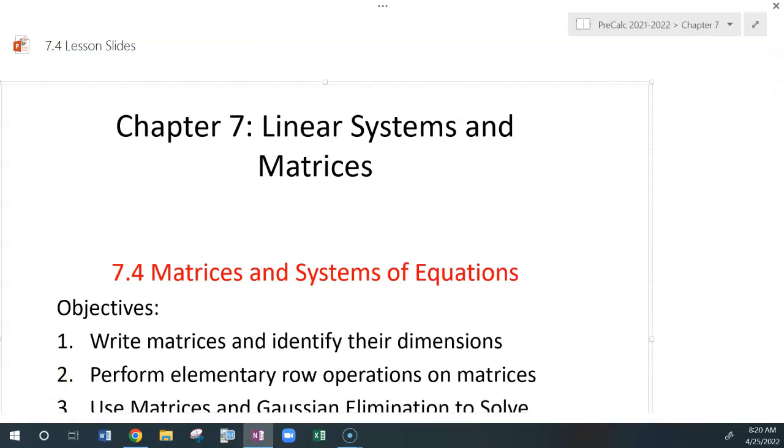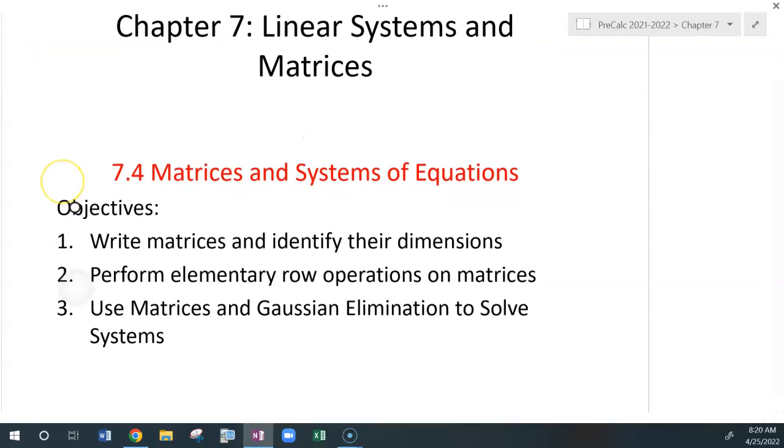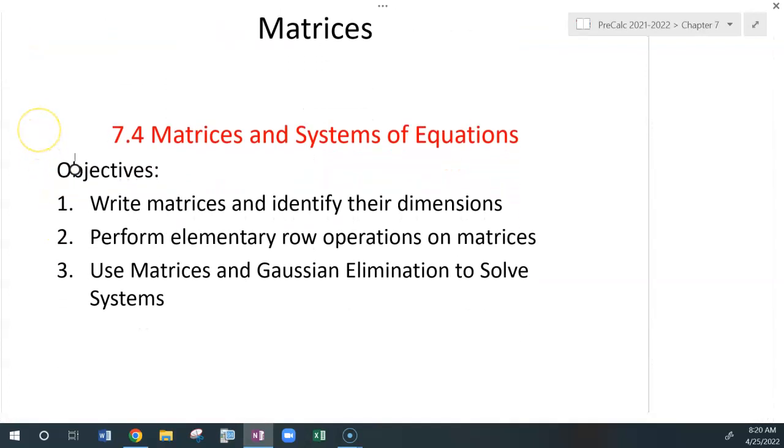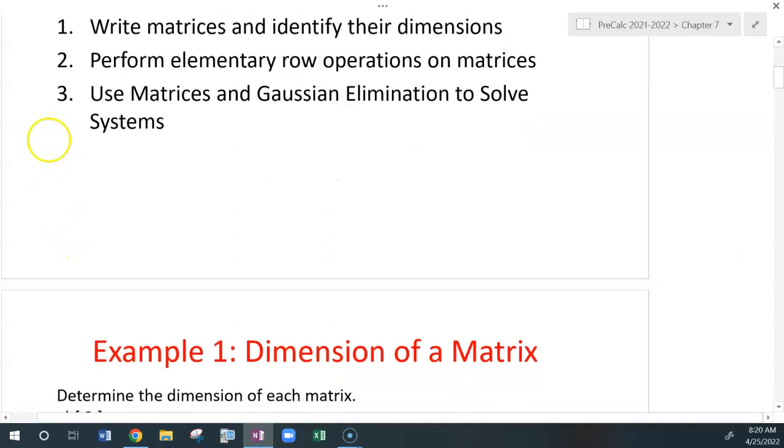And in this section I'm going to introduce to you matrices, and we're also going to be able to write matrices and identify their dimensions. We can perform elementary row operations on matrices just like we do on systems, and we can use matrices and Gaussian elimination to solve those systems.